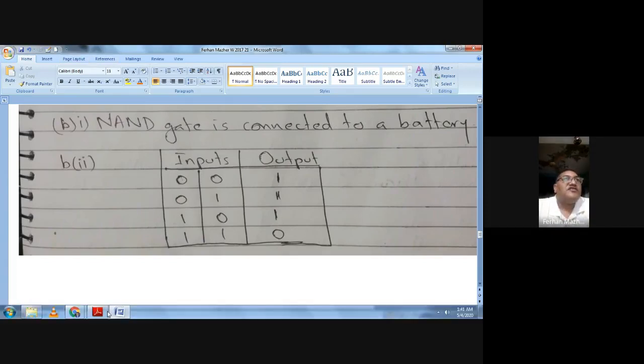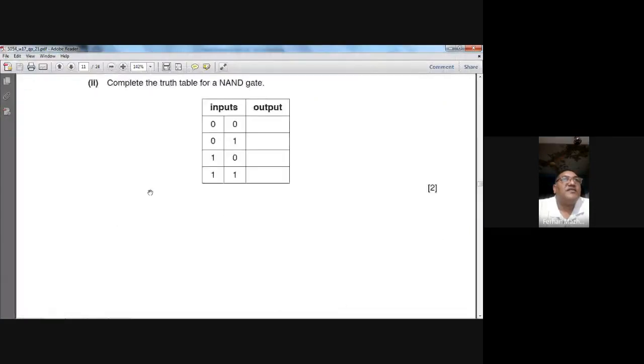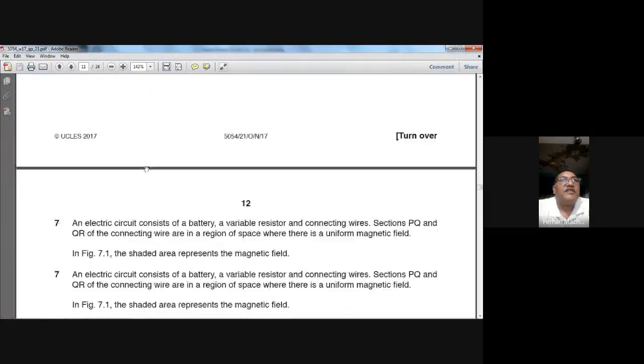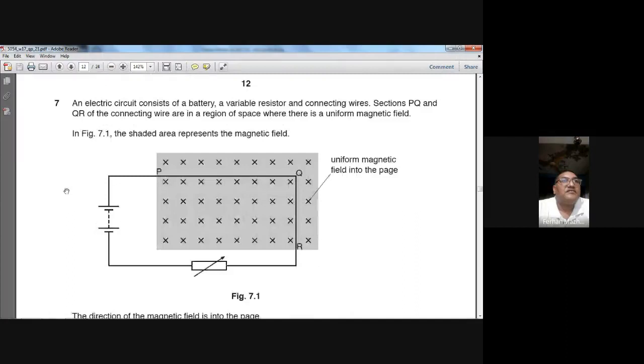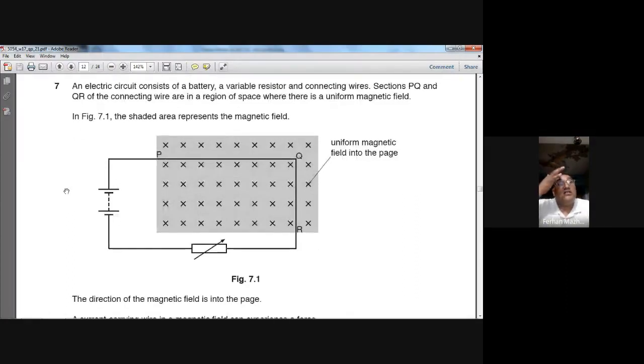Okay, dear students, let me reduce the size, 150. Okay, we are moving to the next question. An electric circuit consists of a battery, a variable resistor, and connecting wires. Section PQ and QR of the connecting wires are in a region of space where there is a uniform magnetic field. In figure 7.1, the shaded area represents the magnetic field.